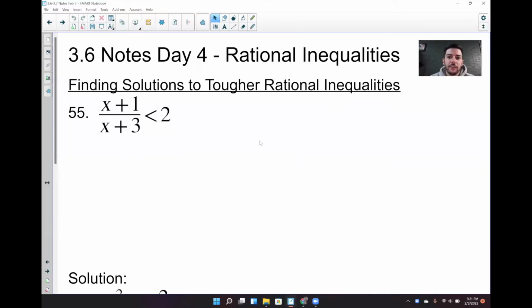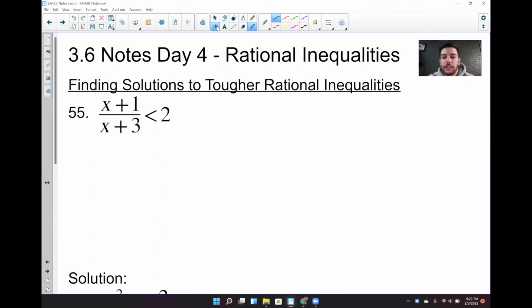We're going to get started on our lesson for the day, which is still talking about these rational inequalities. We started talking about these yesterday, and we're just going to do two examples. Should be pretty quick. So we're looking at number 55 here first. And 55, we got (x + 1)/(x + 3) is less than 2.